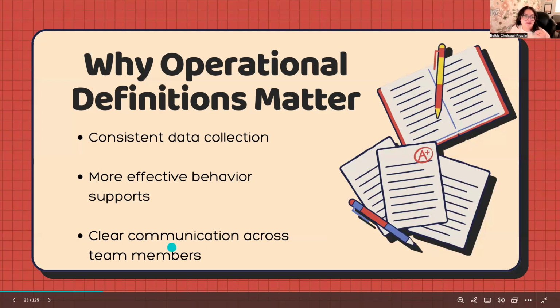And the final reason why operational definitions matter is because they also lead to better communication across support team members. When we use these operational definitions, everyone who is involved, the teachers, the paras, the behavior specialists, the families, sometimes even the students, they know exactly what we're talking about. There's no confusion, there's no assumptions, and what is left is just a shared understanding that we are attacking this specific behavior right now. And that will make collaboration just a whole lot better if everyone is on that same page.